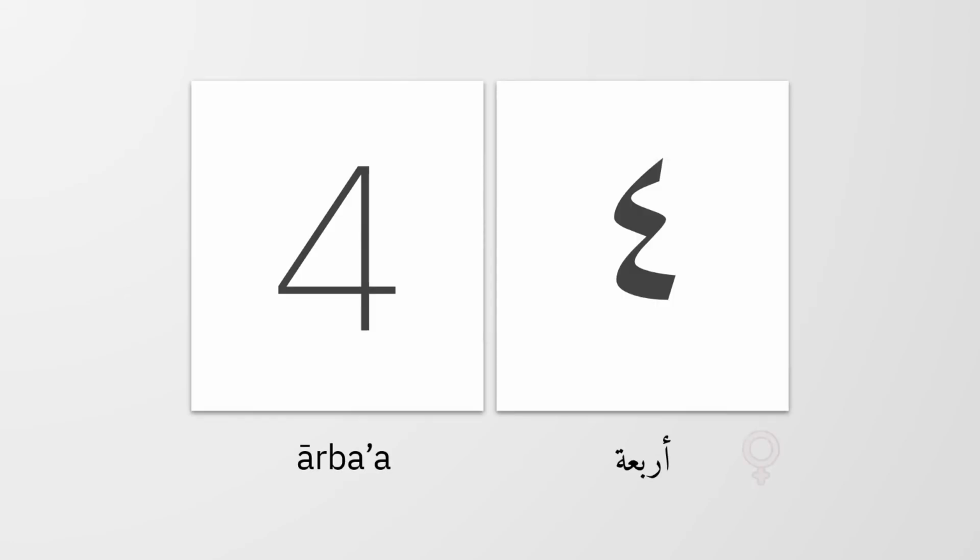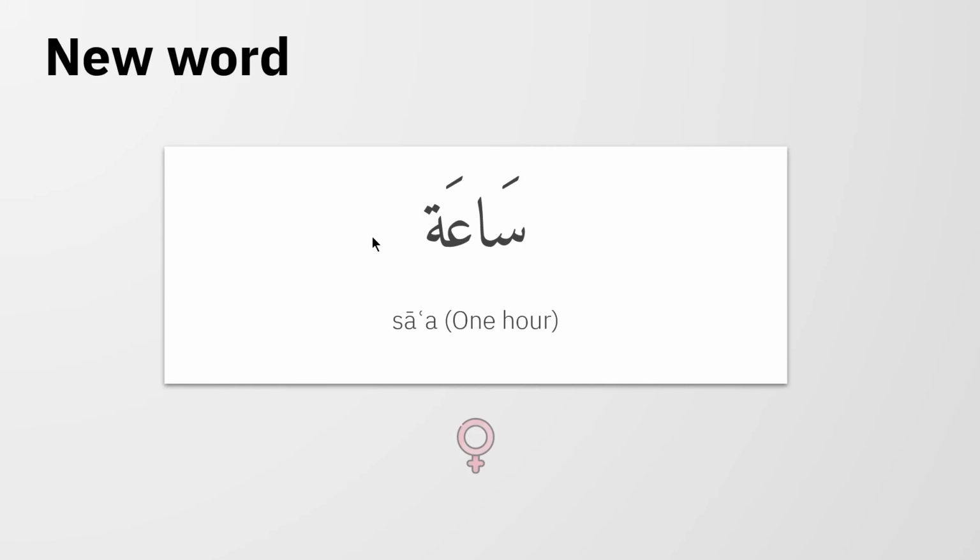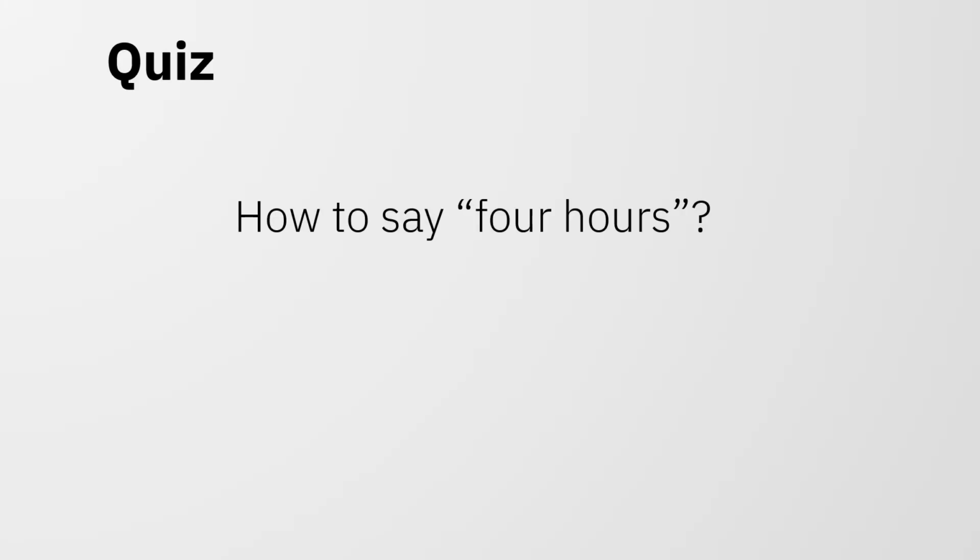واحد اثنان ثلاثة أربعة. ساعة. How to say 4 hours. Remember the plural of ساعة is ساعات and it's feminine. The correct answer is أربع ساعات.